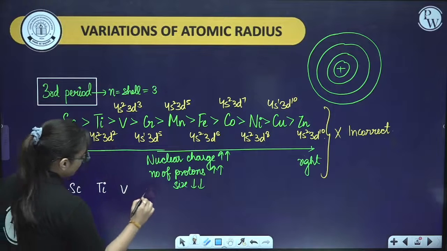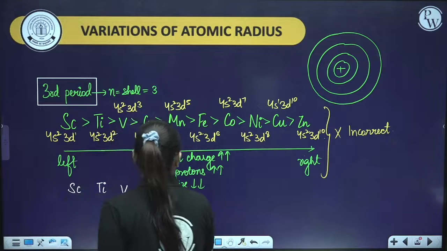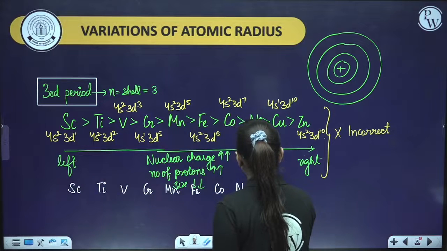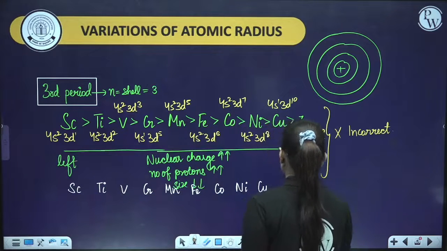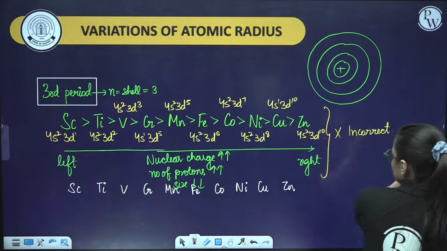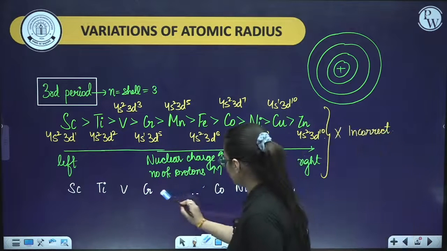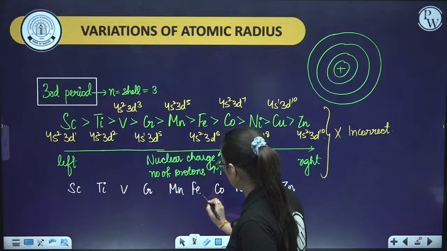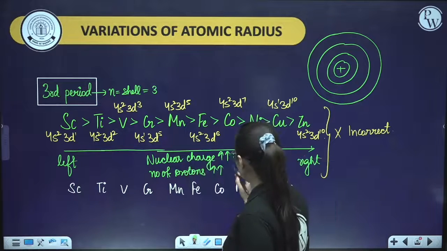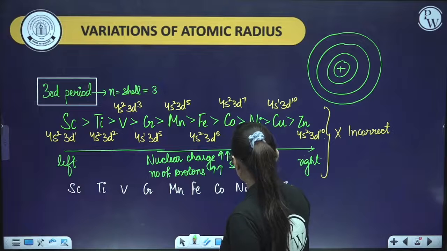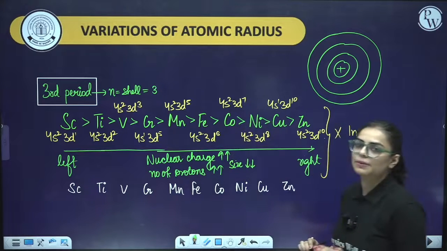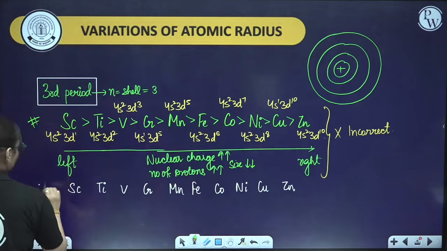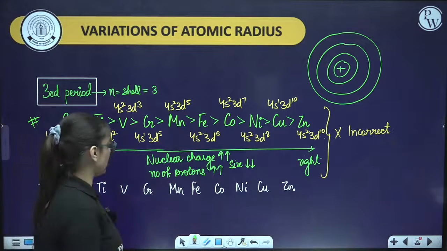Scandium, titanium, vanadium, chromium, manganese, iron, cobalt, nickel, copper and zinc. Everybody first of all write this down. Also I am writing this point above over here so that you can mention. Here I have written with green color that size will decrease. So basically I am writing it all over here again. Everybody write it down first of all. Then I'll let you know what is the exception.